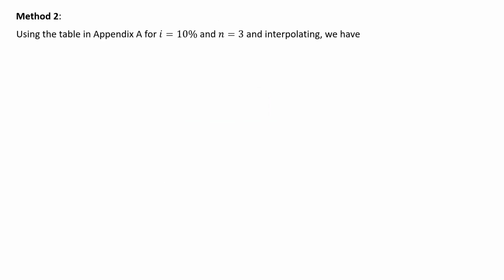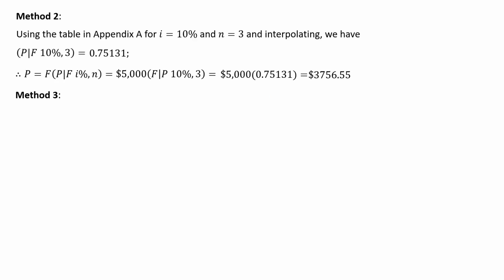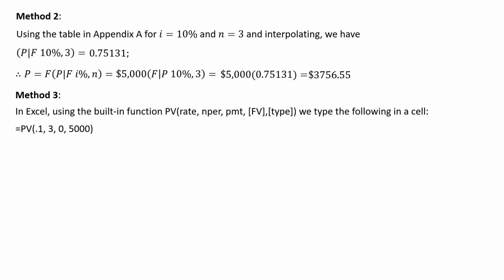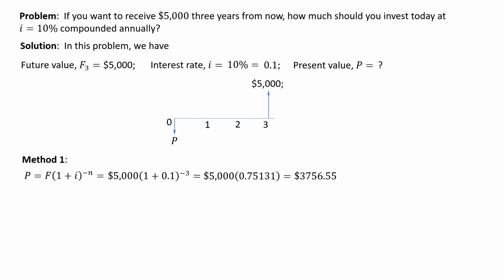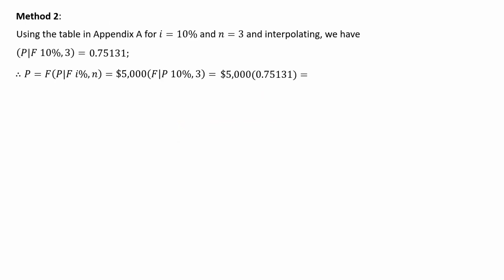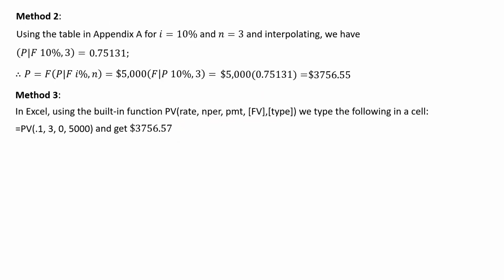Method 2, you do this interpolation nonsense and the PV, present value of interest rate. The periods are 3 periods. Annual payment is 0. Future worth is 5,000. And so you get this number. And I think that is exactly what we got by our original formula that we used.